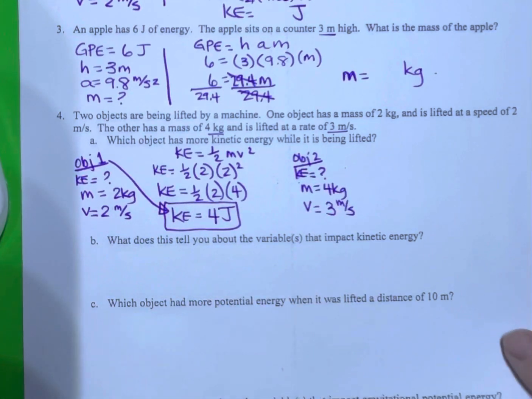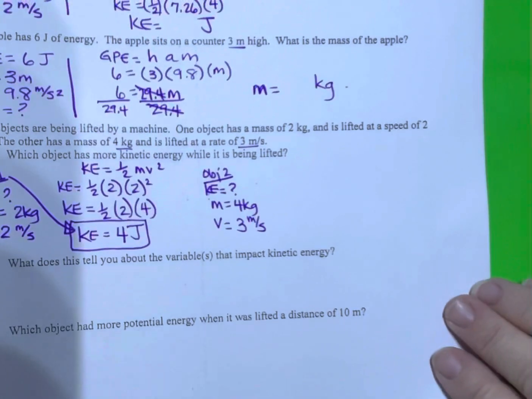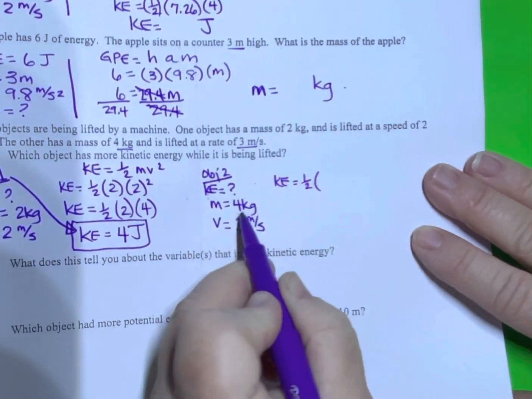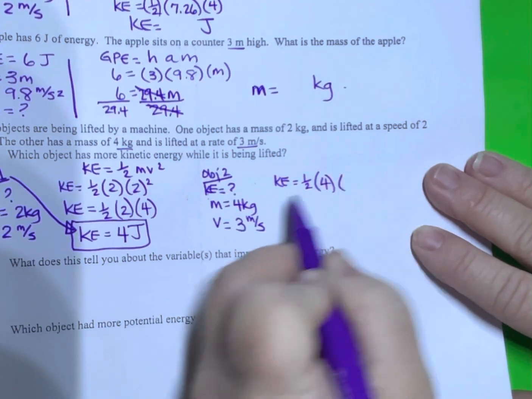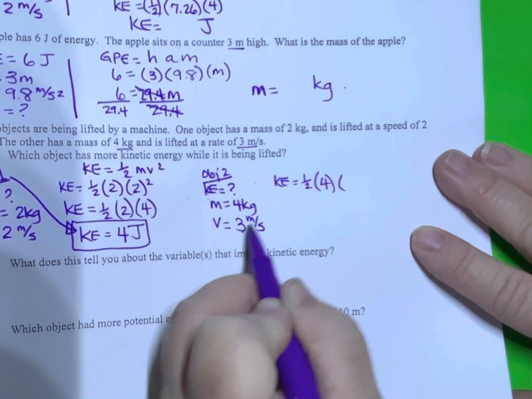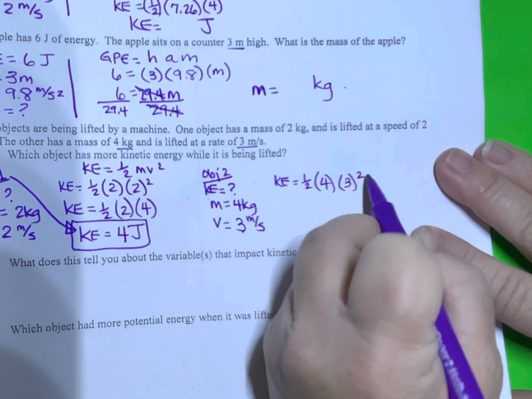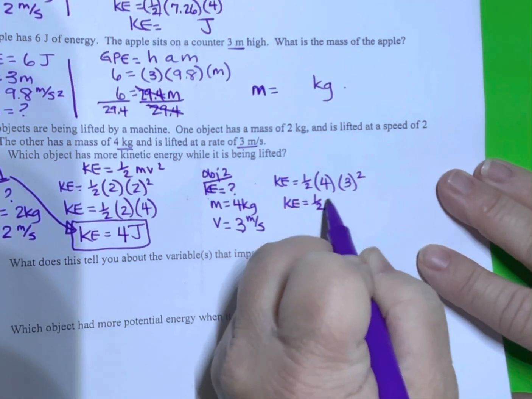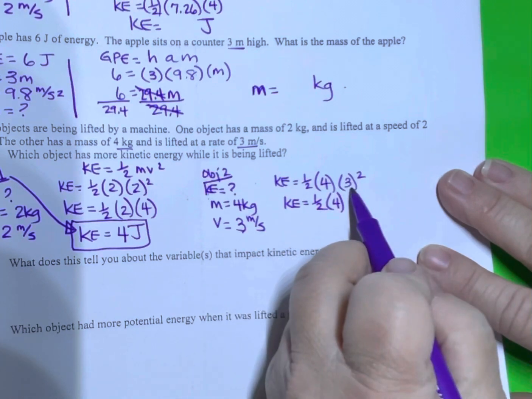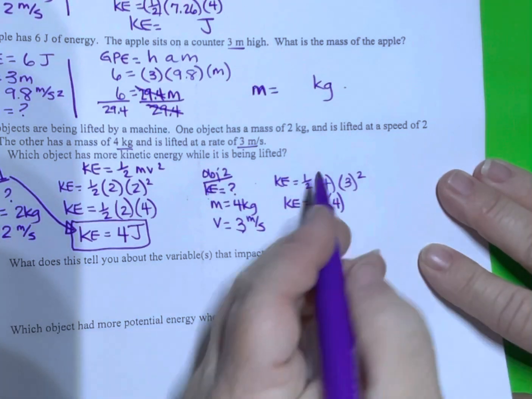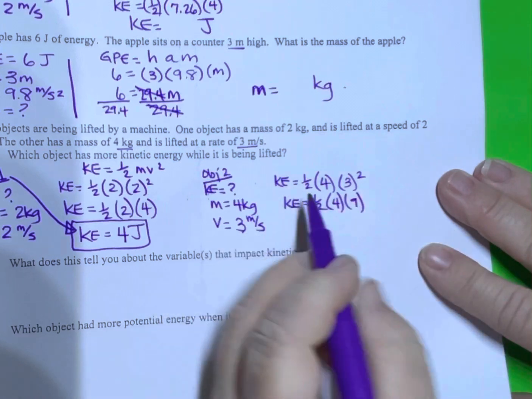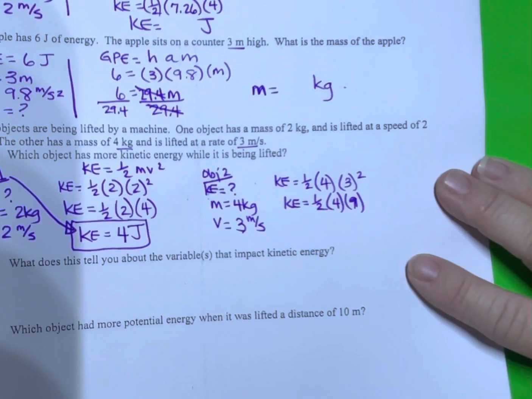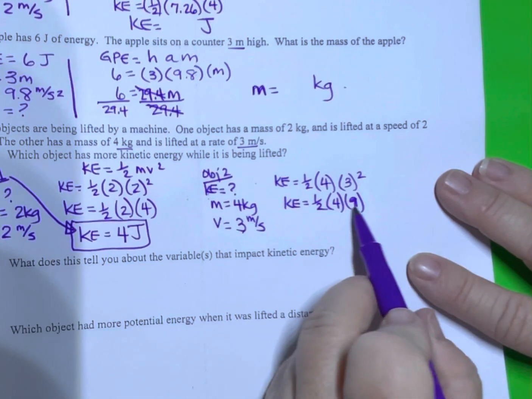Now then, for object 2, let's do it real quick. The kinetic energy is equal to 1/2 times the mass, which is 4 kilograms, times the velocity squared, so 3 squared. So the kinetic energy is equal to 1/2 times 4 times... What's 3 times 3? 9. So what's 4 times 9? 4 times 9 is what?